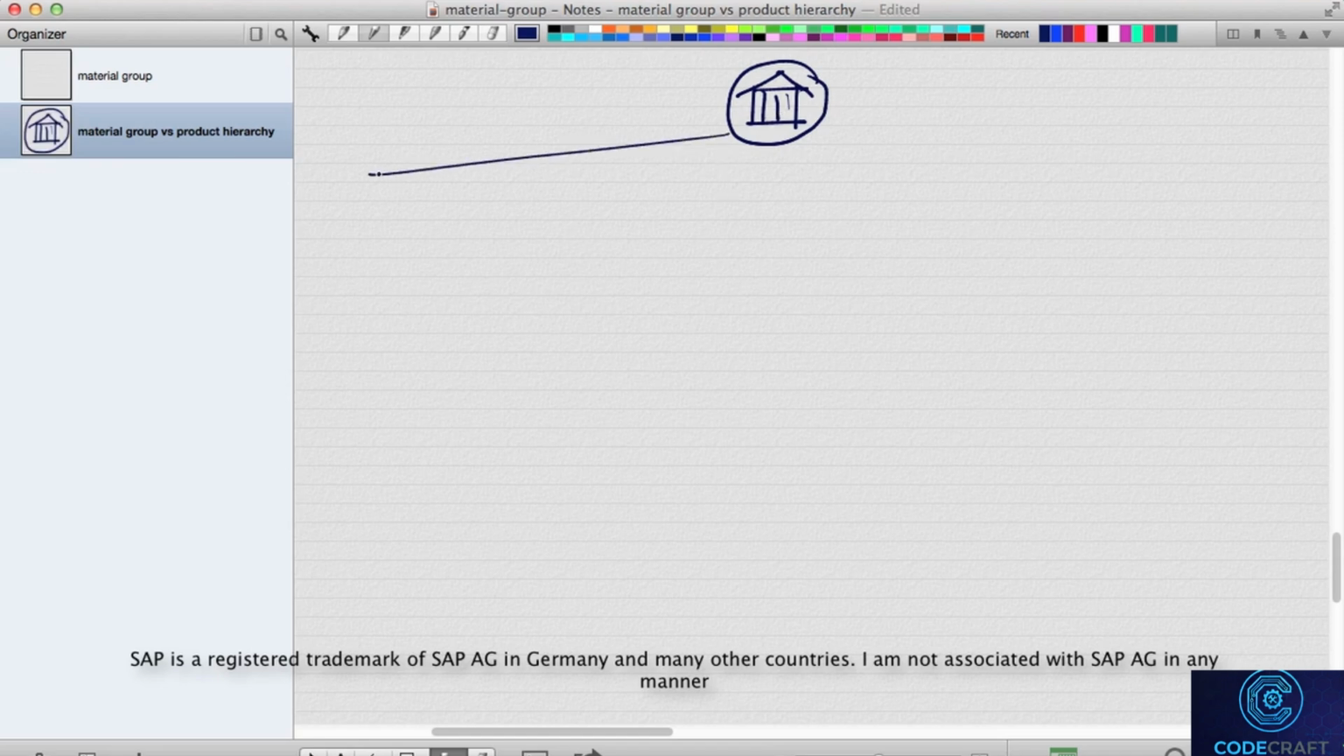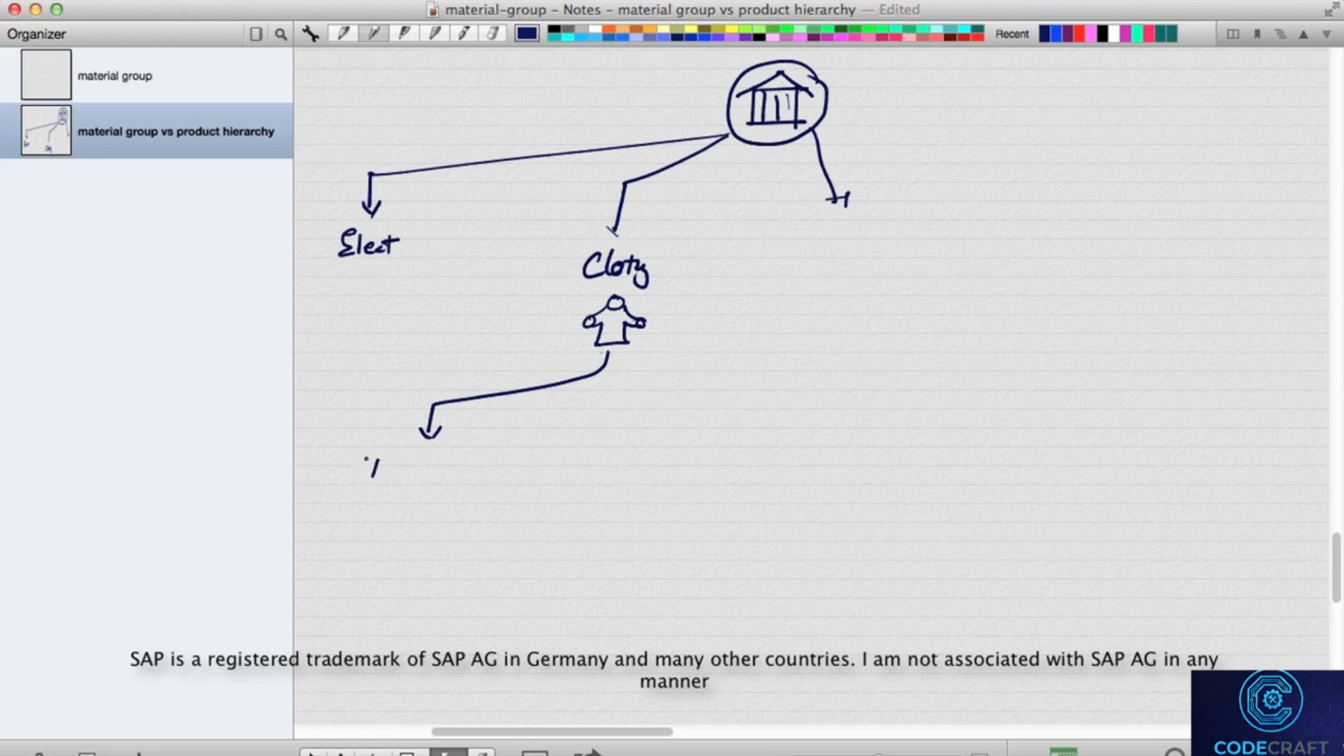Take the same retailer, and he sells these electronics, he sells clothing, and so on. Now, in clothing, just trying to make a picture. So in clothing, say there's designer wear, there's regular clothing, and then say sports wear.